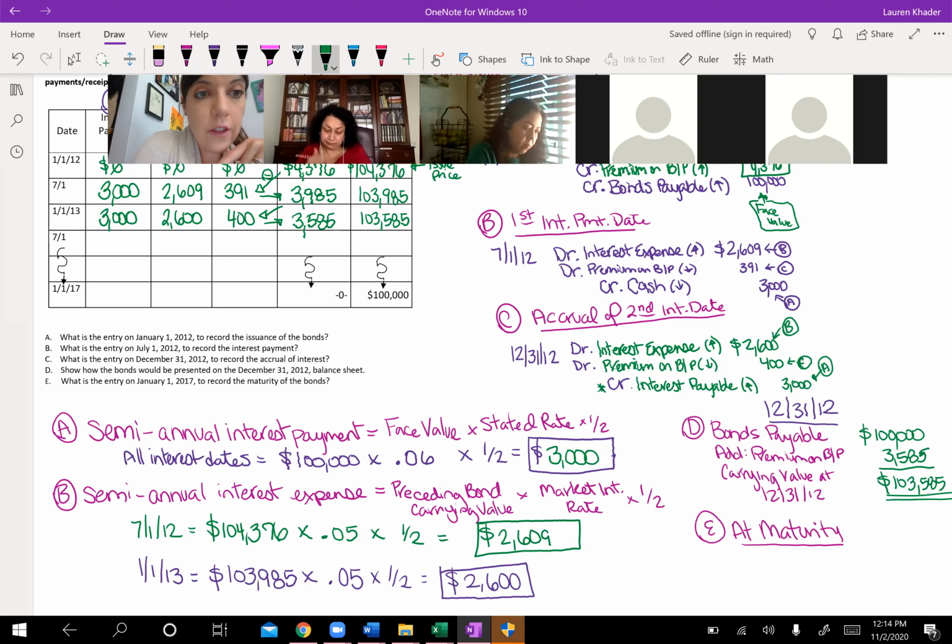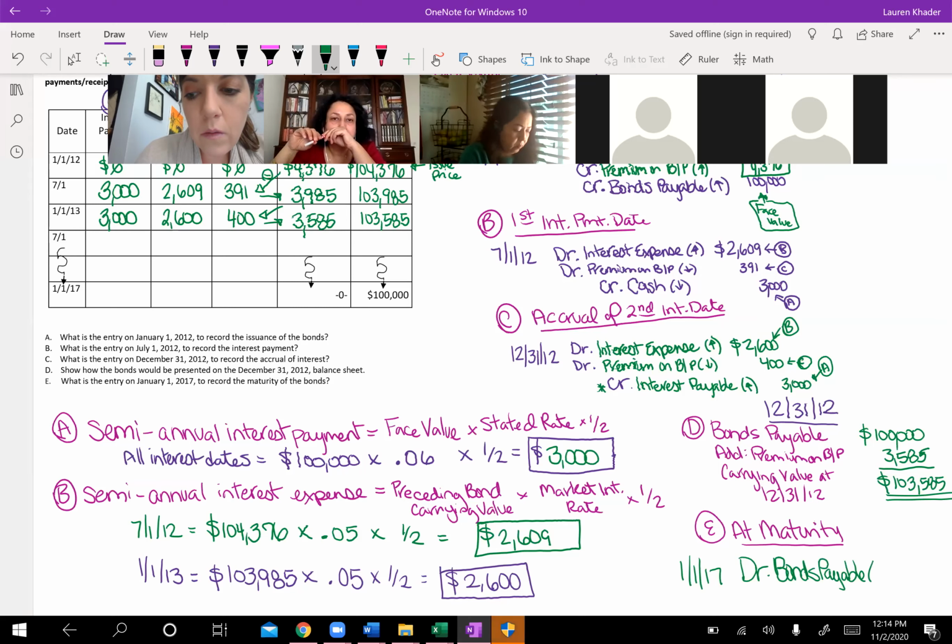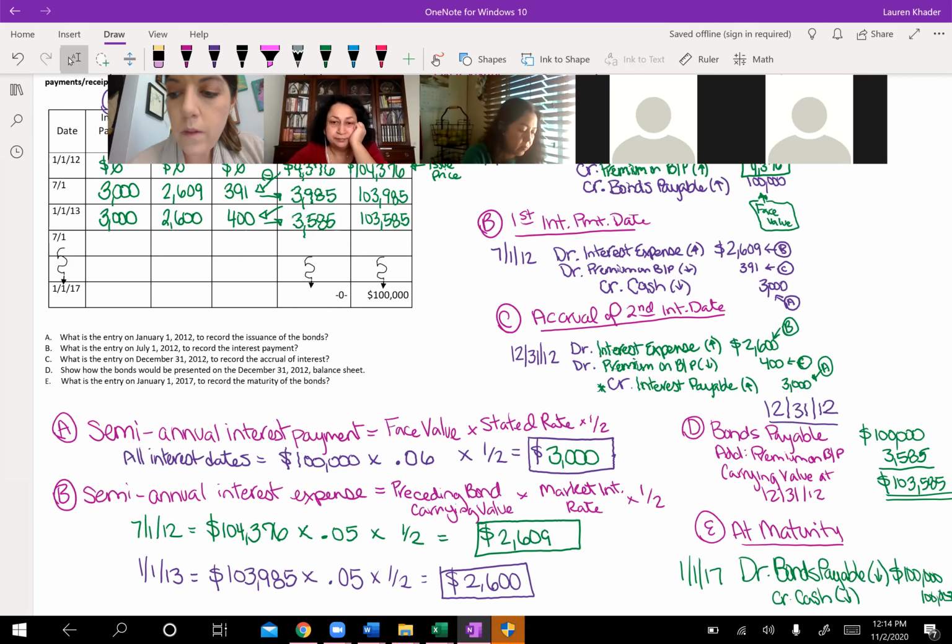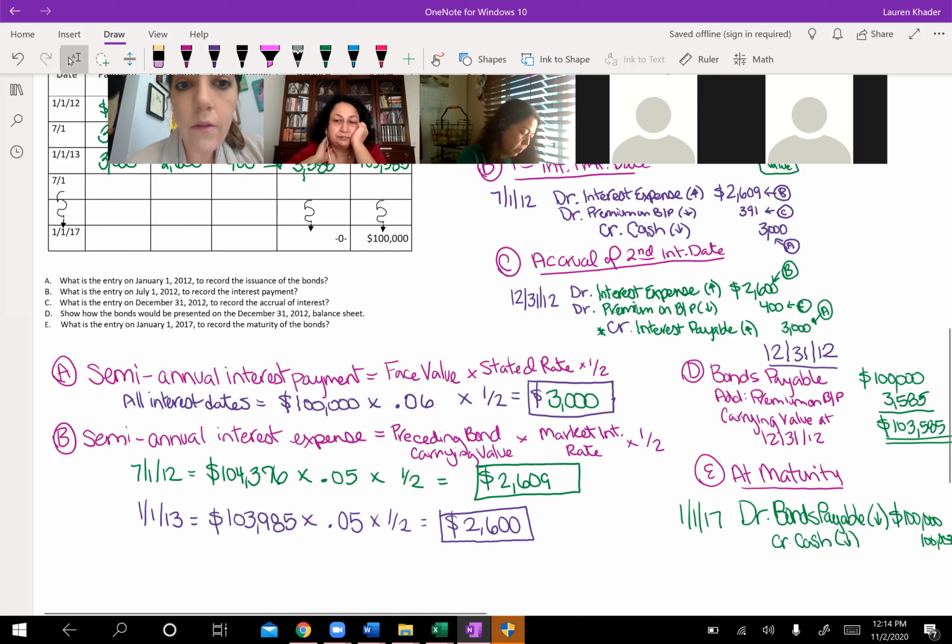The last journal entry they're asking for is what is the entry on January 1st, 2017 when these bonds mature? Just like discounted bonds, just like bonds issued at par, the last journal entry will always be debit to bonds payable, reducing the liability for face value 100,000, and we're going to credit cash, paying back the amount that we borrowed, 100,000. We always pay back face value.